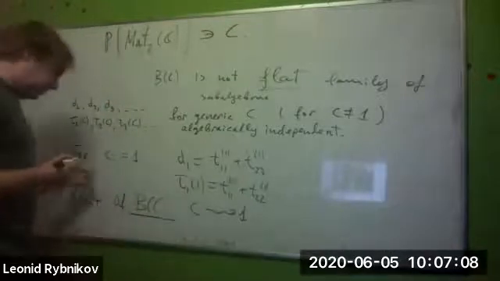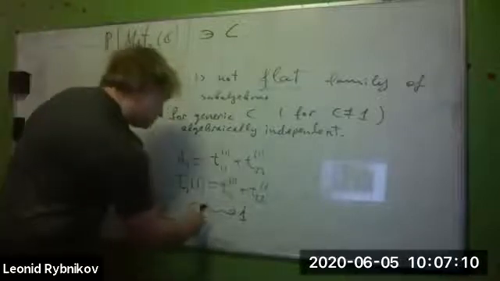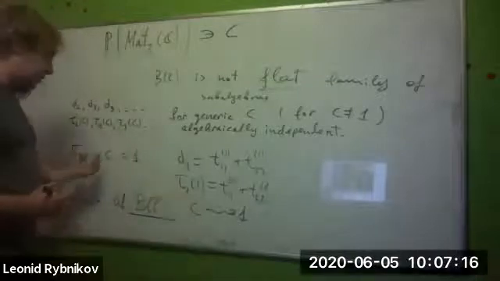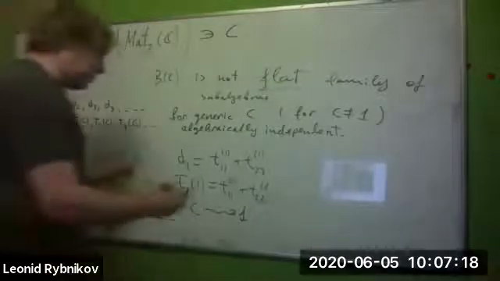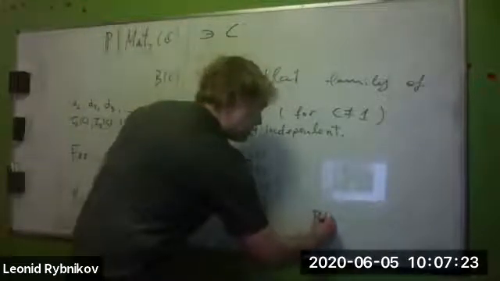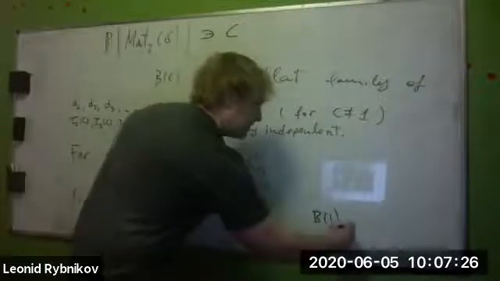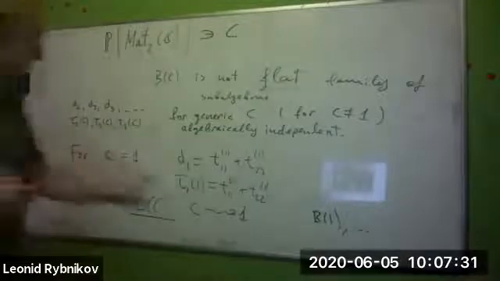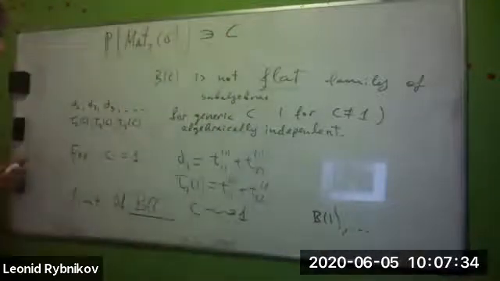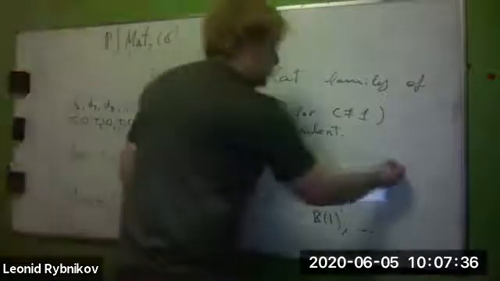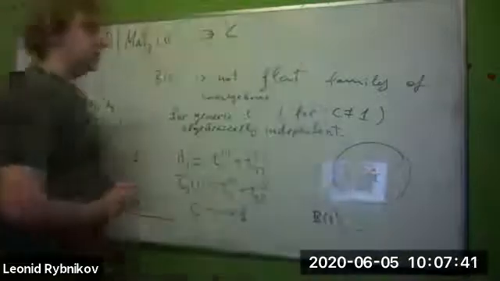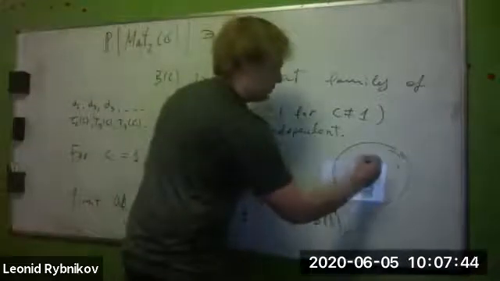So taking the limit when C goes to 1 is a procedure that gives an algebra containing B of 1 and something additional. And this additional part actually depends on how we approach the unity, from which direction.